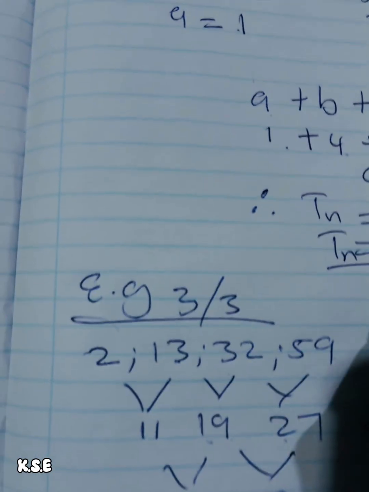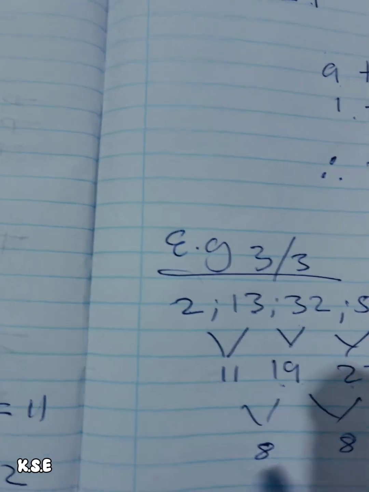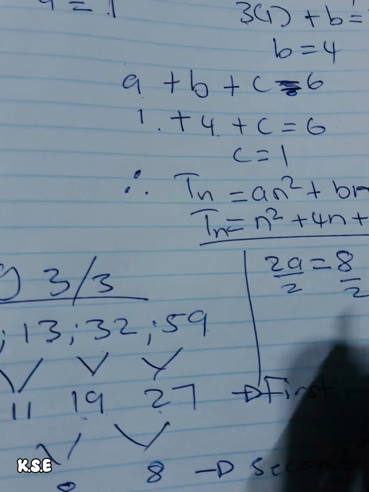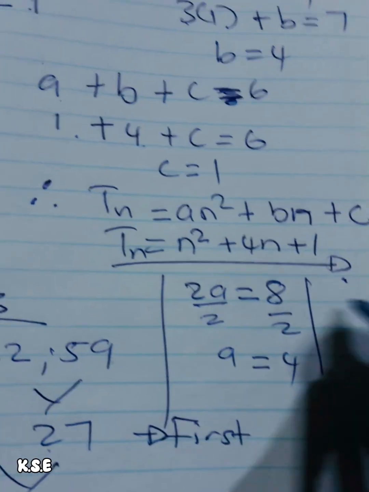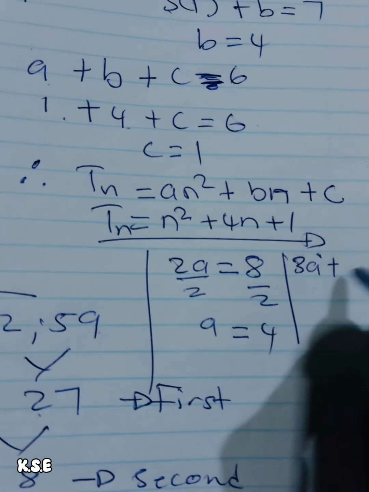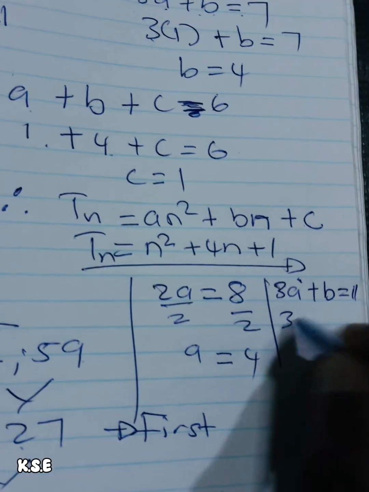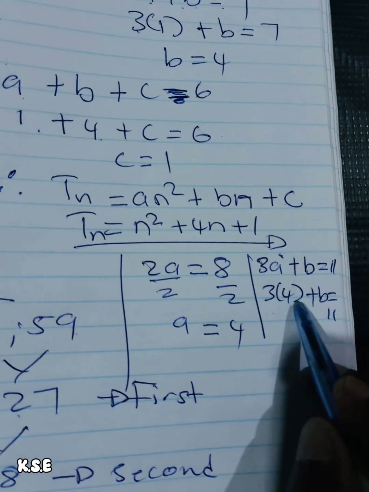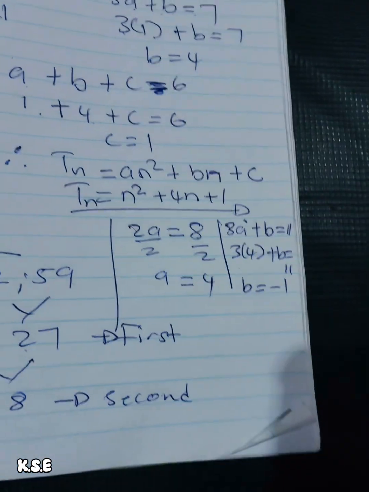So we're going to say 2a equal to the second difference. We're going to take that and put it here. Divide by 2, divide by 2. A is equal to 4. Now we can find the other one, which is going to say 3a plus b equal to the first difference, which is 11. Then we're going to say 12 plus b equal to 11. Transpose 12 to the other side. That means b is equal to negative 1.